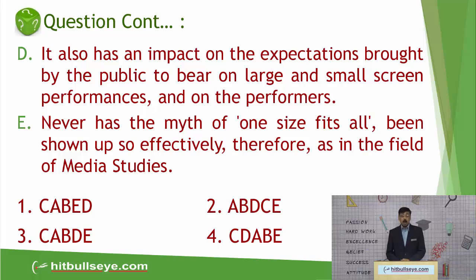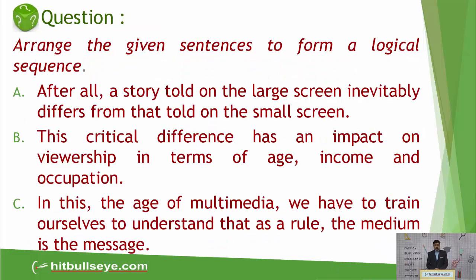We see that in 3 options, the opening sentence is given to be C. The sentence C is an opener as per the 3 choices. So my task immediately would be to go back to sentence C to check whether this is an opener or not. Now C says that in this age of multimedia, we have to train ourselves to understand that as a rule the medium is the message. This is a very general sentence talking about the entire multimedia and the rule that the medium is the message. C definitely would open the sequence.